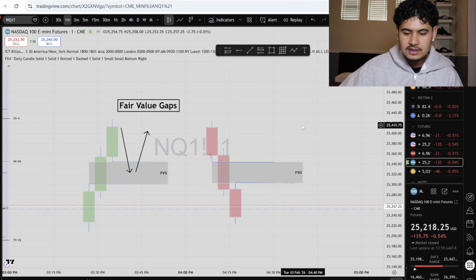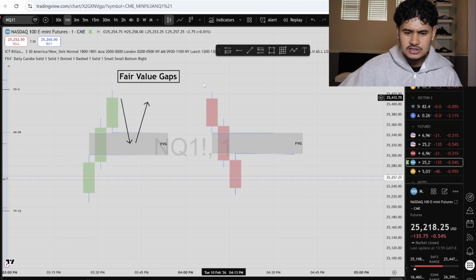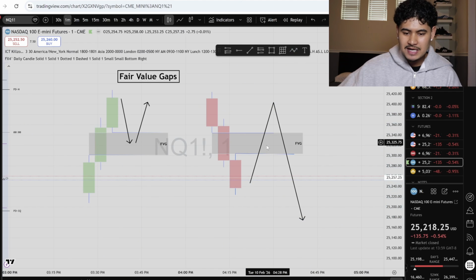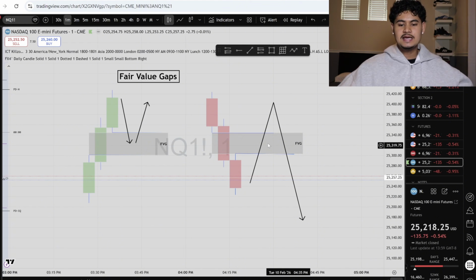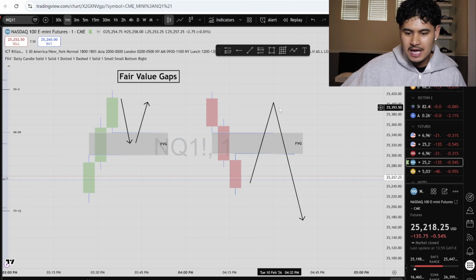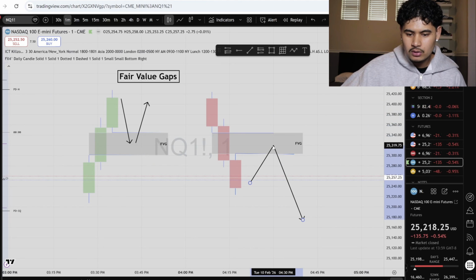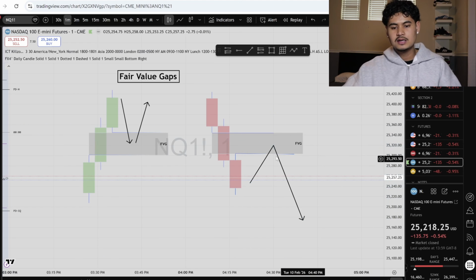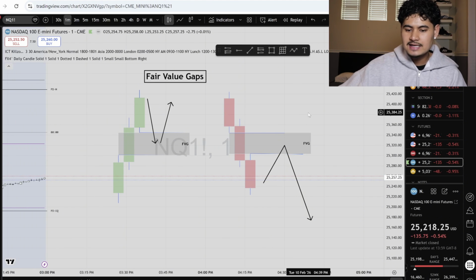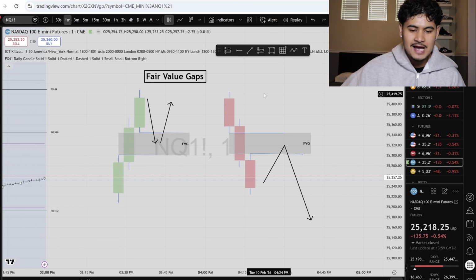Same thing with a bearish trend. We expect bearish fair value gaps to hold. We do not expect price to come all the way up here and then shoot down. We expect price to take liquidity here, come back into this fair value gap, and then have this hold and continue lower. That plays into a role of market structure. So that is a quick overview of what fair value gaps are.